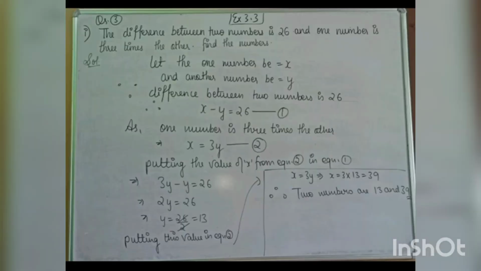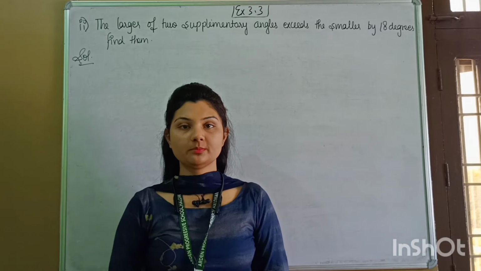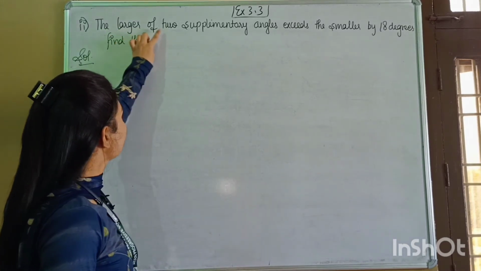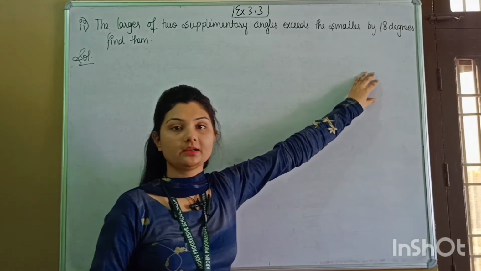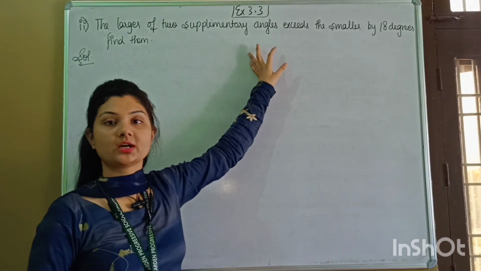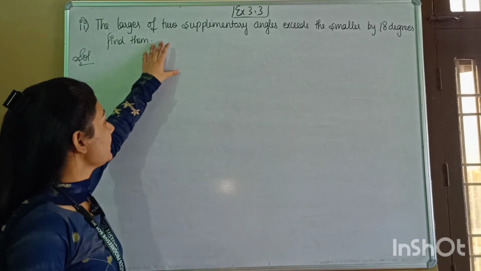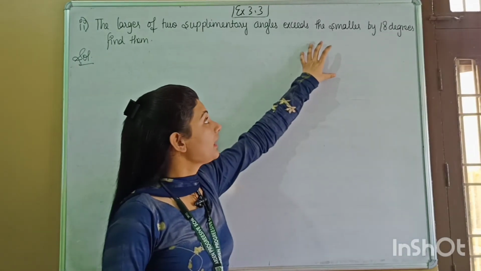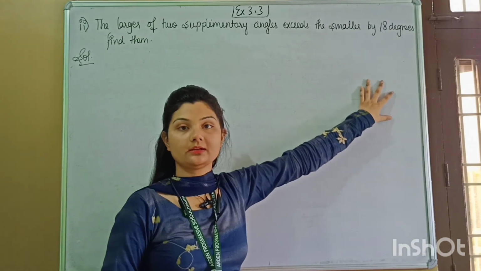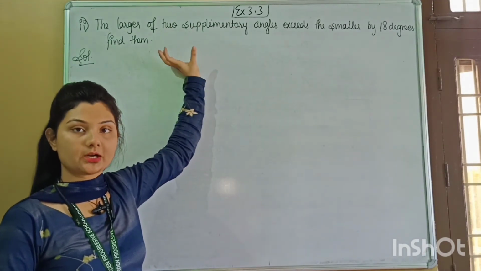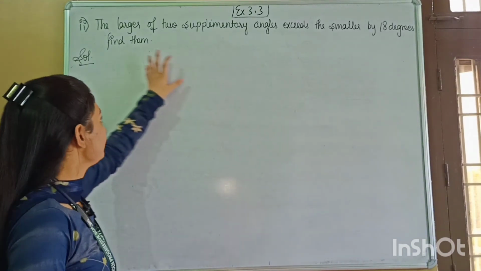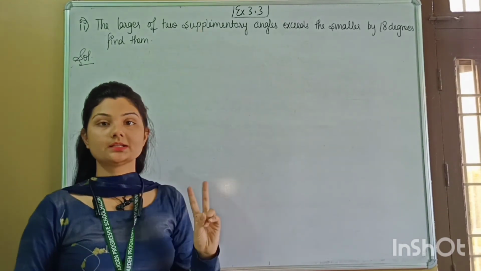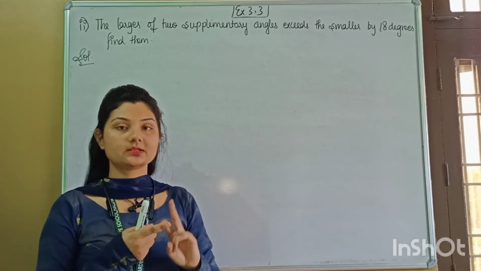Now we will do the second part. The larger of two supplementary angles exceeds the smaller by 18 degrees. There are two angles which are supplementary and the larger angle is exceeding the smaller one by 18 degrees. It means the difference between the larger angle and the smaller angle is 18 degrees. So we have to find these angles. So two things are there: one is the larger angle and one is the smaller angle.